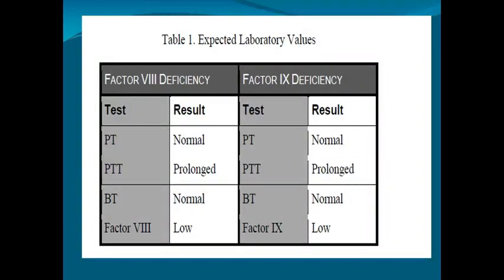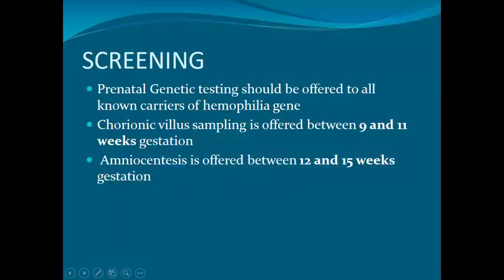Okay. If you see factor 8 deficiency, PT will be normal because there is no extrinsic pathway involvement, only the intrinsic pathway is involved. APTT, that is the activated partial thromboplastin time, will be prolonged, and factor 8 deficiency means hemophilia A, bleeding time will be normal and the factor 8 level will be low. While in factor 9 deficiency, PT is normal, APTT is prolonged, bleeding time is normal, factor 9 will be low. When you ask for testing, you test the factor levels.